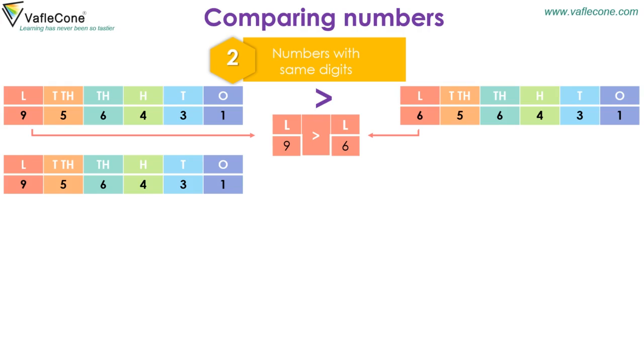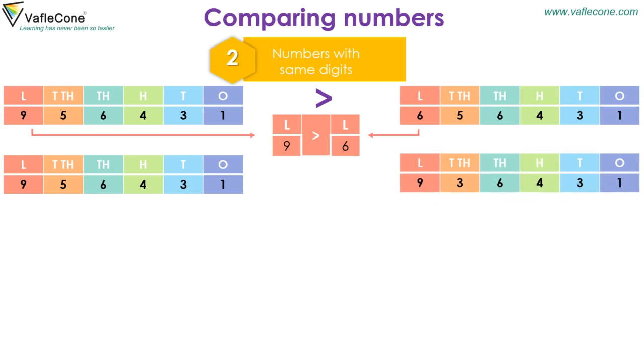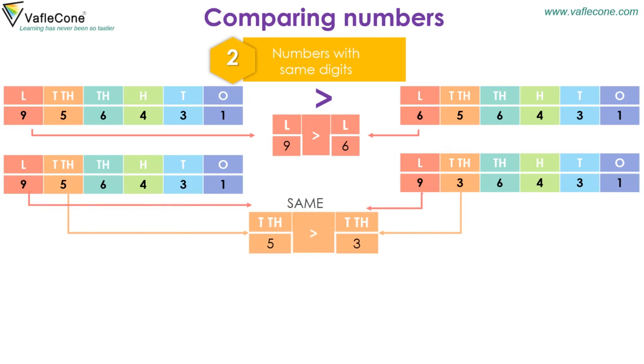9,56,431 and 9,36,431 both have the same digit in the lakhs place, so we compare digits in the 10,000 place. Here, 5 is greater than 3, so 9,56,431 is greater than 9,36,431.